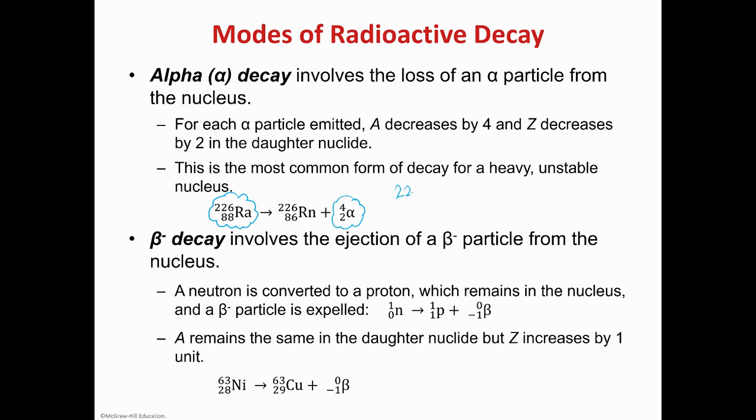Okay, so this is how this works. It's pretty easy. We're going to take the radioactive isotope, and we're told that it decays by alpha. So I'm going to write my alpha particle.